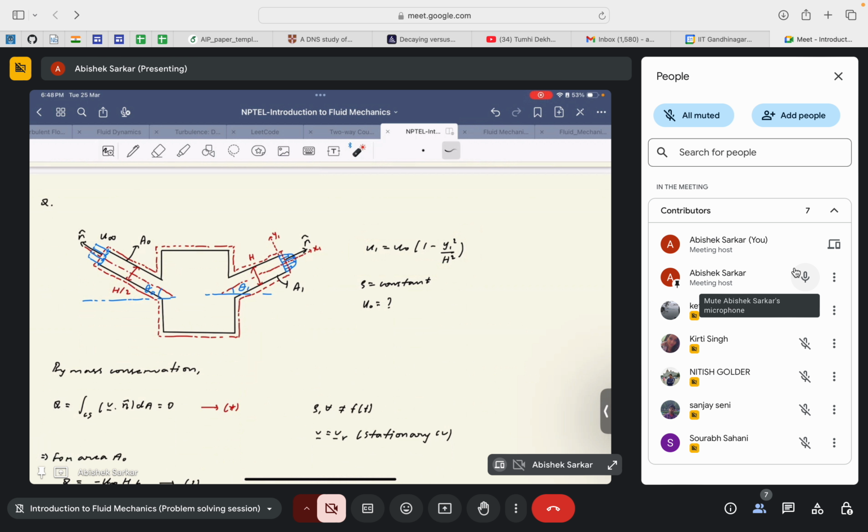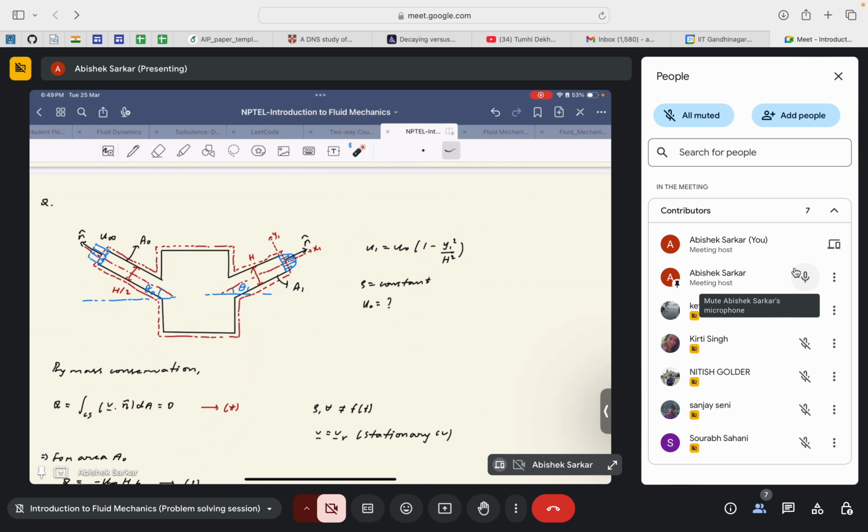In this scenario you have to find the velocity term, the u naught. In this kind of case you can simply apply mass conservation. In this equation you will get a proper relation to find the value of u naught in terms of the properties that you already know.